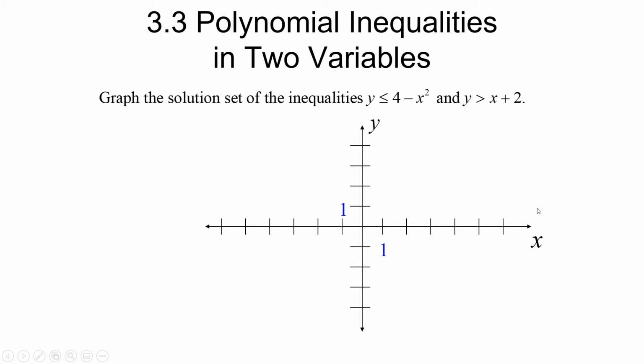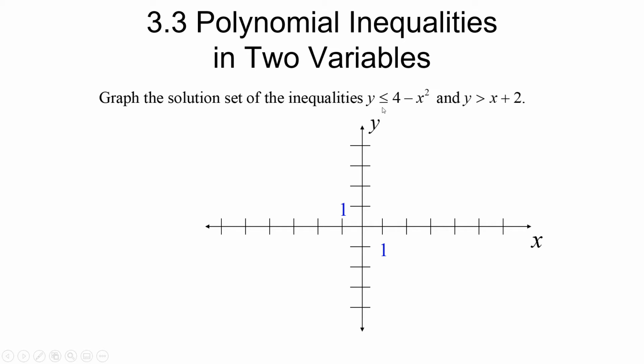Okay, let's just keep going. So let's graph the solution set of the inequalities. Y is less than or equal to 4 minus x squared, and y is greater than x plus 2. So we have a parabola opening downward, and then we have a line with a slope of 1 and a y-intercept of 2. So what I'd do is I'd graph my boundary lines and then shade the region that works for both of these inequalities.